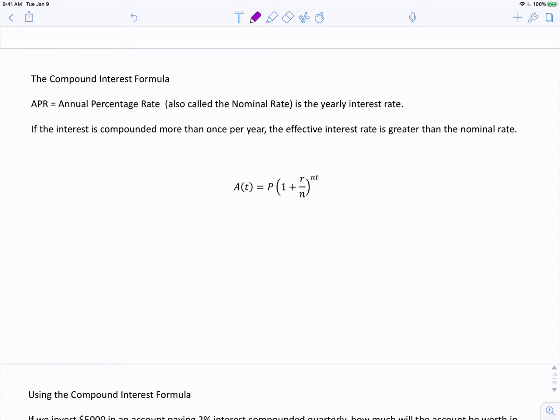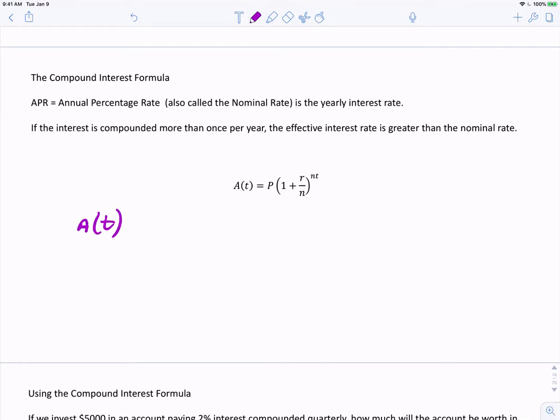One common application of exponential growth is in banking interest. So let's look at the compound interest formula. APR stands for annual percentage rate, also called the nominal rate, and it's the yearly interest rate of an account. If the interest is compounded more than once a year, and most accounts do have compounded interest, the effective interest rate is greater than a nominal rate. And you can tell how much is in the account by using this compound interest formula.